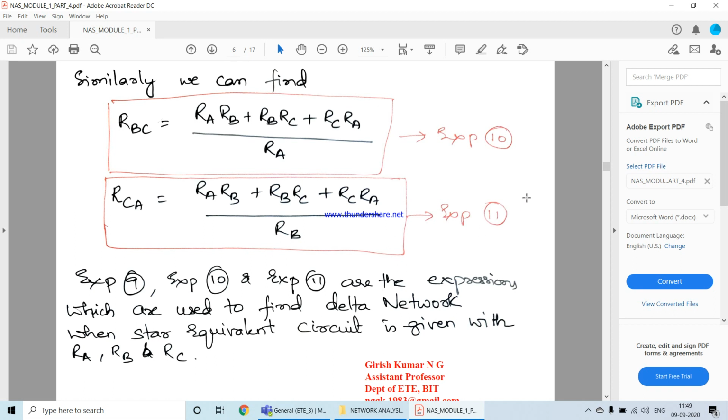Now, expressions 9, 10 and 11 give me RAB, RBC, RCA, which are the terms required to convert from star to delta format. So, for delta to star, RAB, RBC, RCA will be given and you need to find RA, RB, RC. For star to delta, RA, RB, RC will be given and you need to find RAB, RBC, RCA. I hope this expression is clear to you. This is a 10-mark question you can face in the exam. Expression, derivation. This derivation can be given for 10 marks.